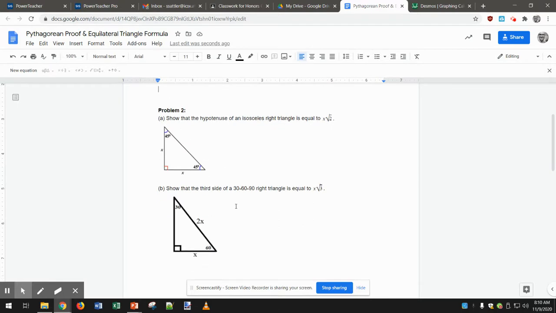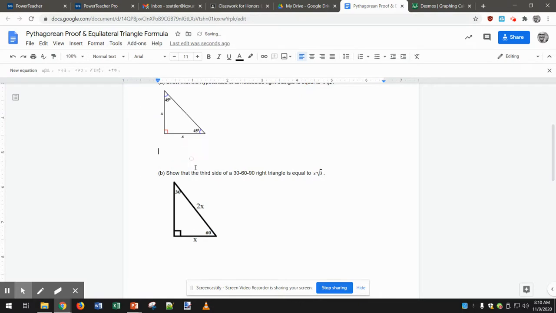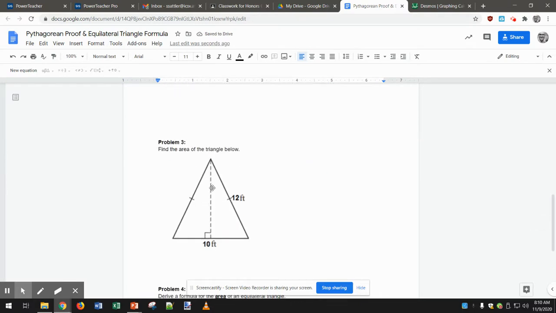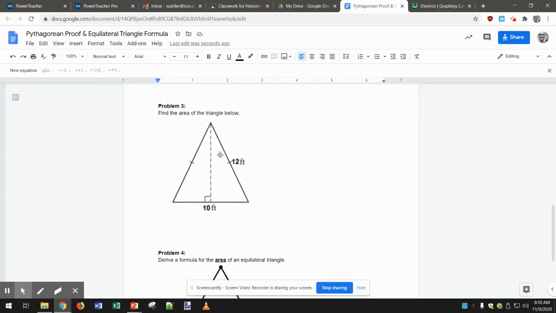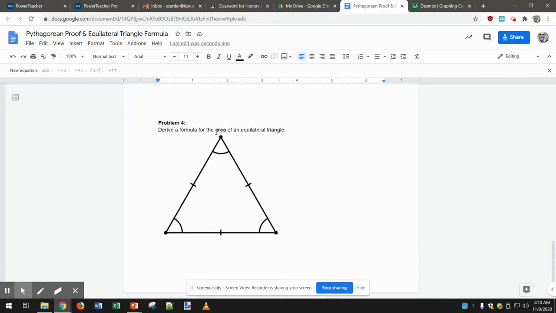And then problem 2, show that the hypotenuse of an isosceles right triangle is equal to x root 2. So use the equation editor. You can click down here and make more space. And then problem 3, find the area of this triangle. This is an isosceles triangle. And then problem 4, come up with a formula for the area of an equilateral triangle.